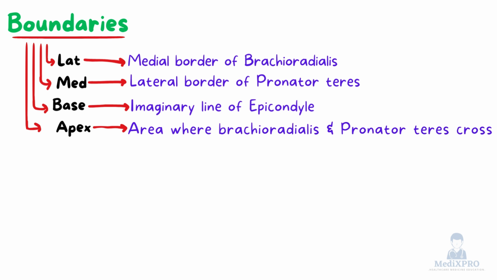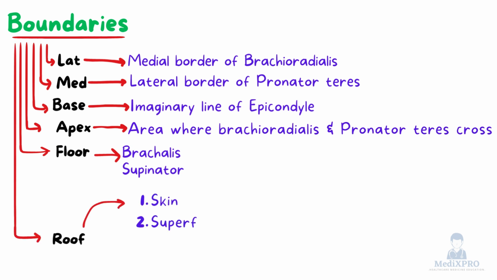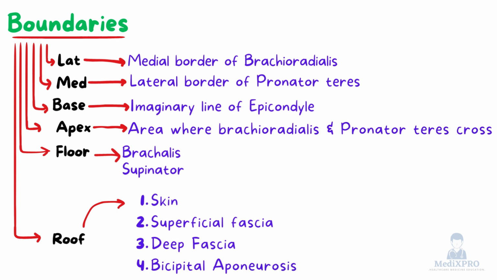The floor means what is present under the cubital fossa. Under the cubital fossa, there are two muscles, the brachialis and the supinator muscle. The roof means what is present outside it. So in it, there is skin, then superficial fascia, then deep fascia, and lastly bicipital aponeurosis. In the superficial fascia, there are two things present. First is the vein and the second is the nerve.